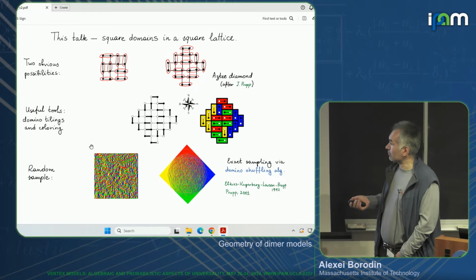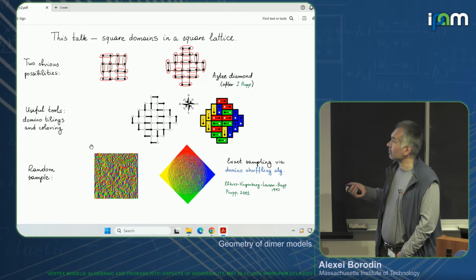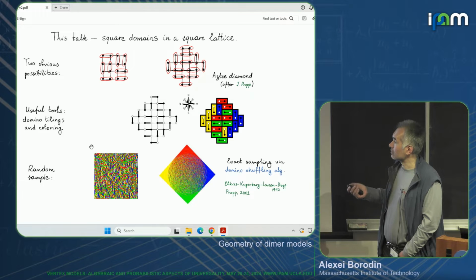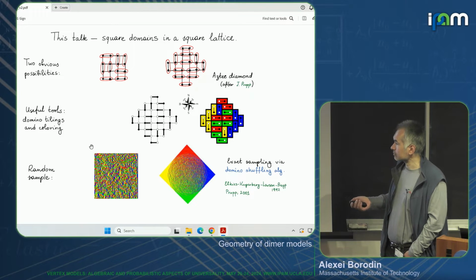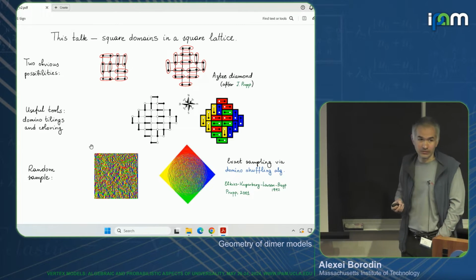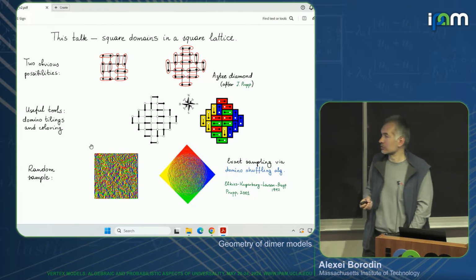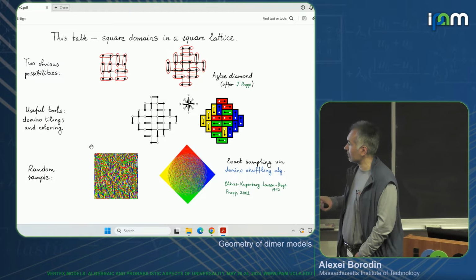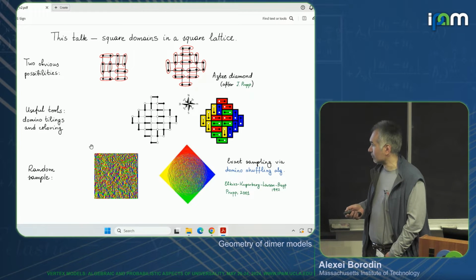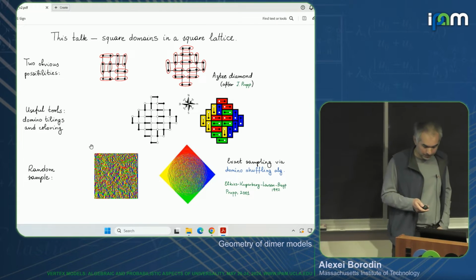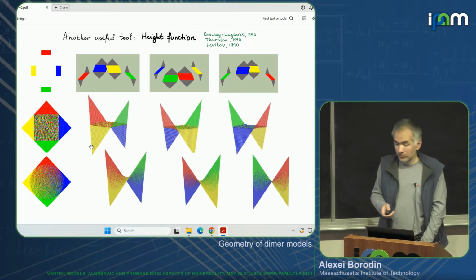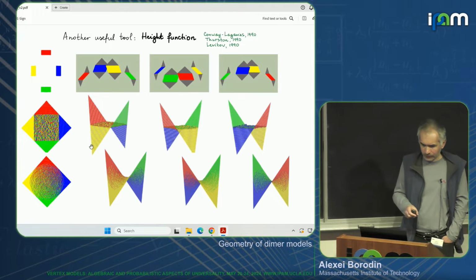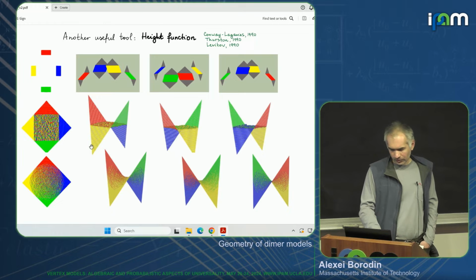And then if you do it for a uniformly random dimer cover of this domain and this domain, you get these 2 pictures. And they are quite different, as you can see. So boundary conditions matter. Here you get something very uniform. Here you get something very non-uniform. All right. So then there is one more tool that is useful before one goes into any kind of study.